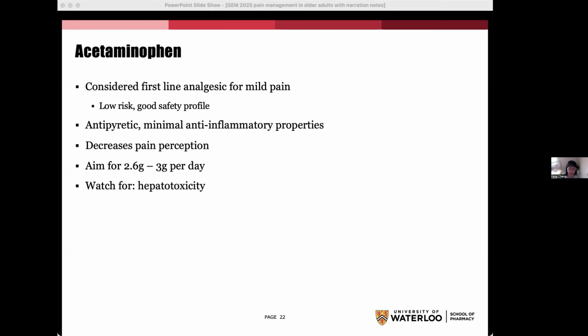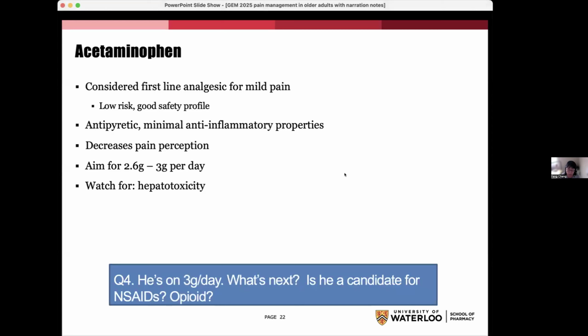So the question might be that for older adults, we're aiming for a lower dose, so probably anywhere between 2.6 to 3 grams a day. So this person right now is on 3 grams a day. So what do you think we should do next? Is he a candidate for things like NSAIDs? Might you want to go with something like opioids? And I guess the other question I'll throw out there is, would you discontinue the acetaminophen if you switch or add on a different medication that's a little bit stronger, right?